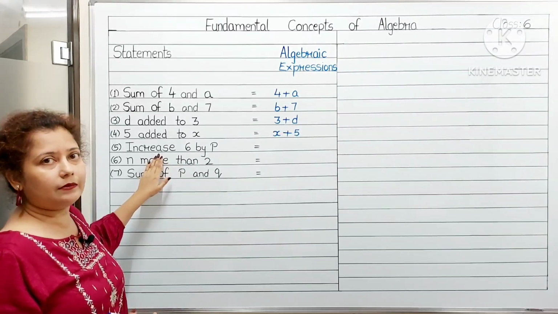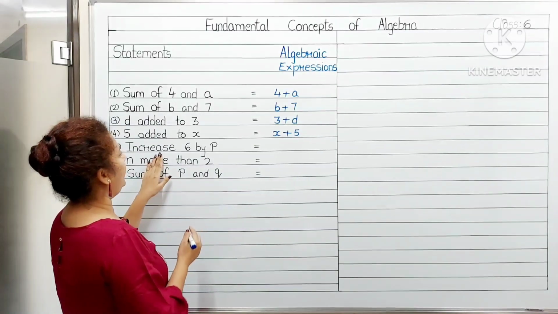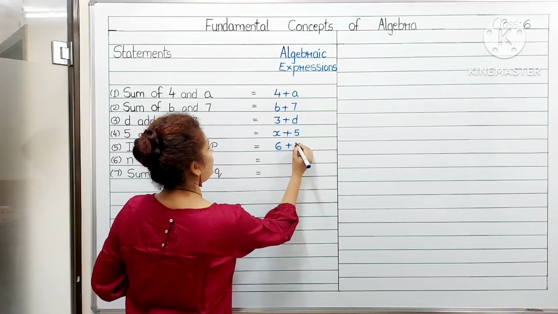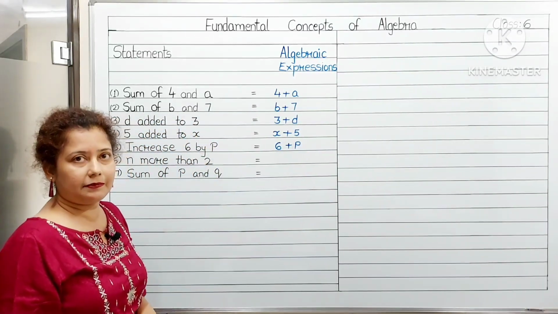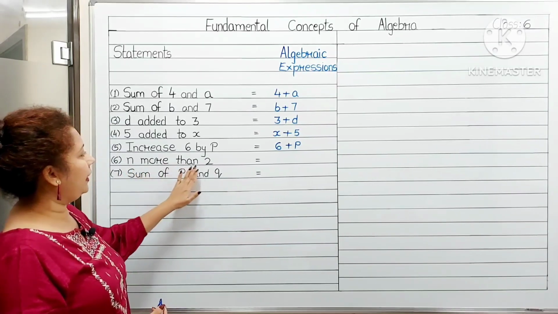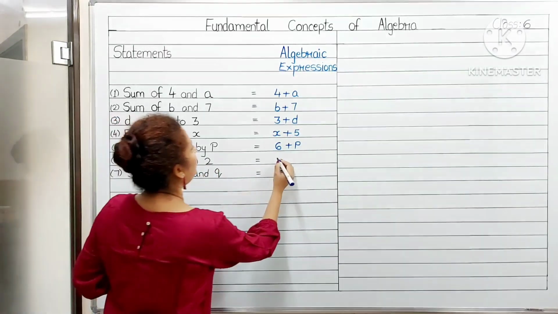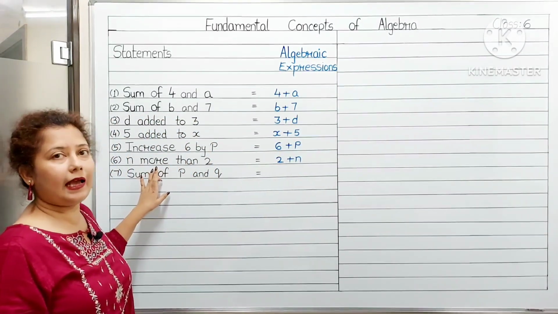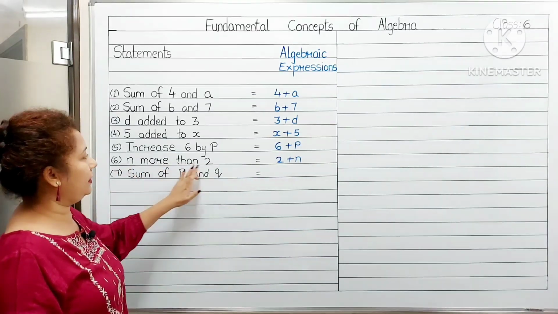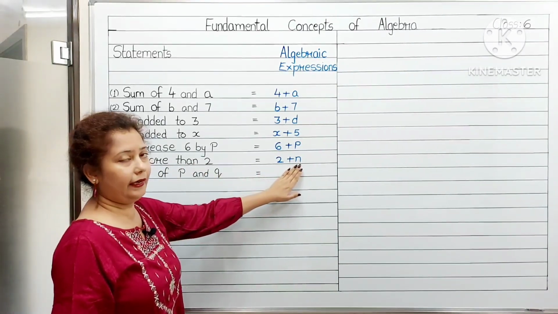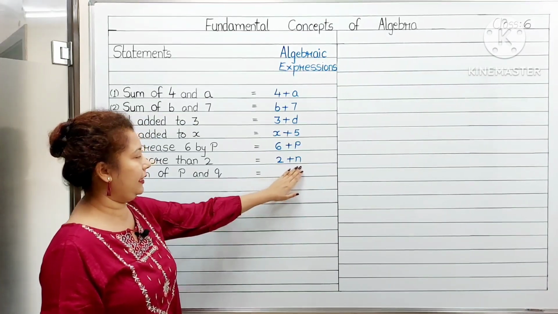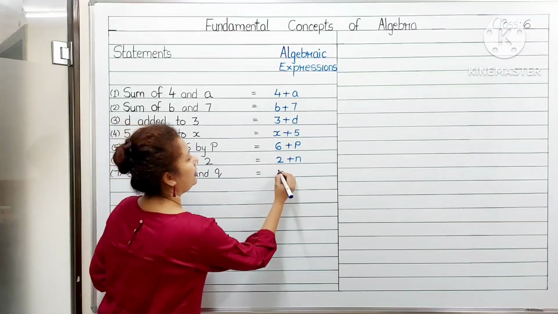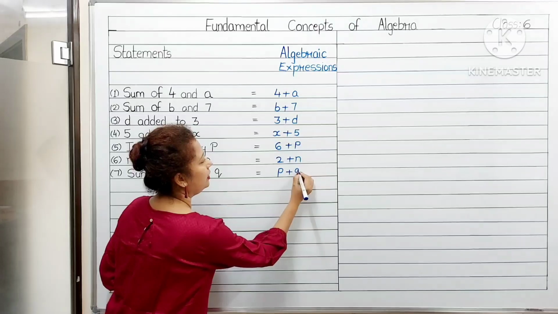So when the word increase comes, again we have to do addition. Increase 6 by p. So first we will write 6 and we will increase it by p. So 6 plus p. N more than 2. So here we will write 2 plus n. The word more means addition. So n more than 2. So we will write 2 and we will add n to it. So 2 plus n. Next is sum of p and q. So it's very simple. p plus q.